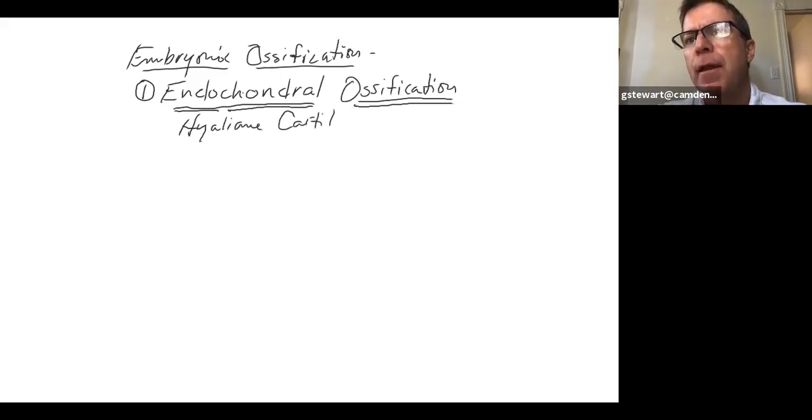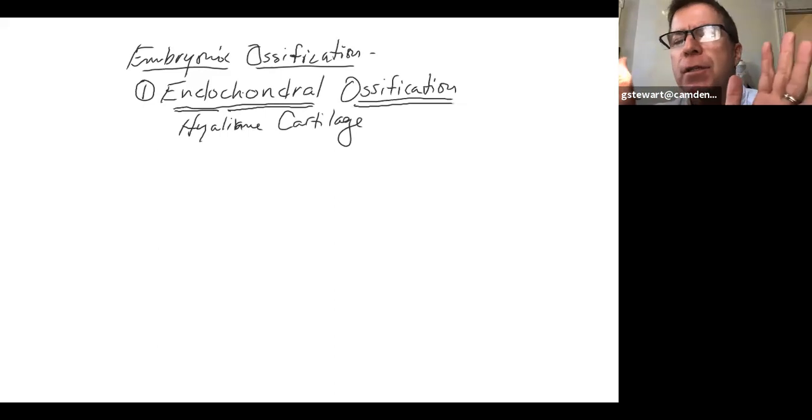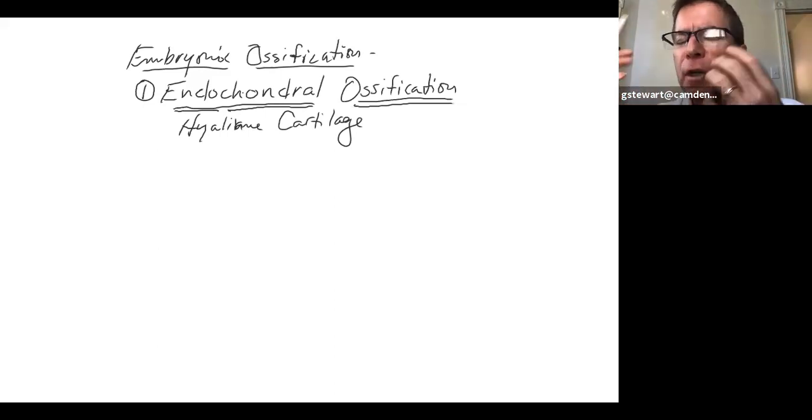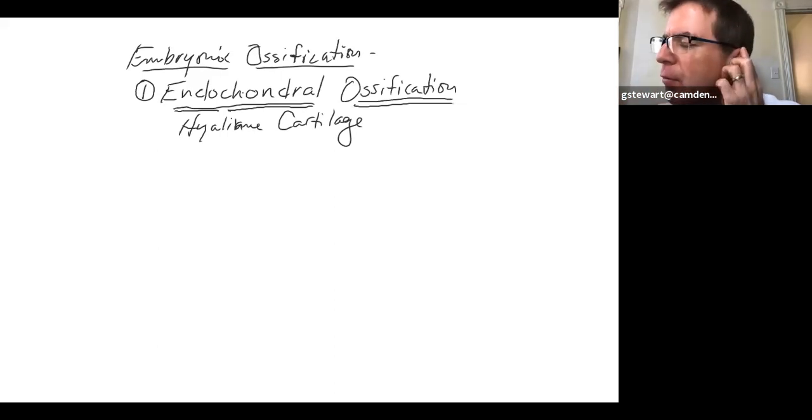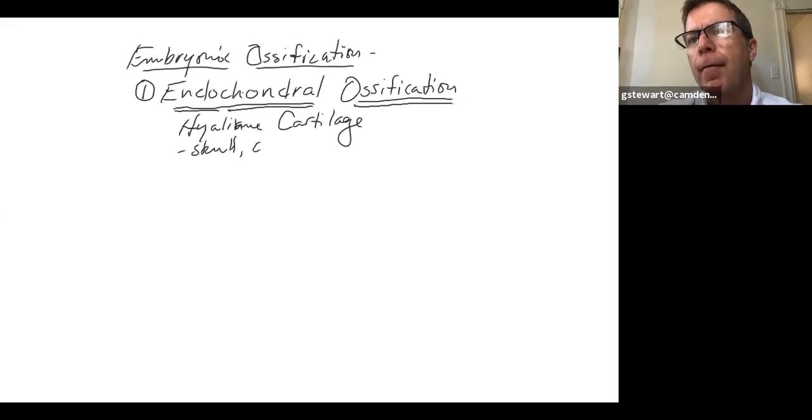And all bones in the human body develop this way, except for the cranial plates and the facial bones. So most of the bones in the skull, for some weird reason, not the mandible, but the bones in the skull, and parts of the clavicle. So you can just think skull and clavicles develop the other way. Sorry, all bones except skull and clavicles.